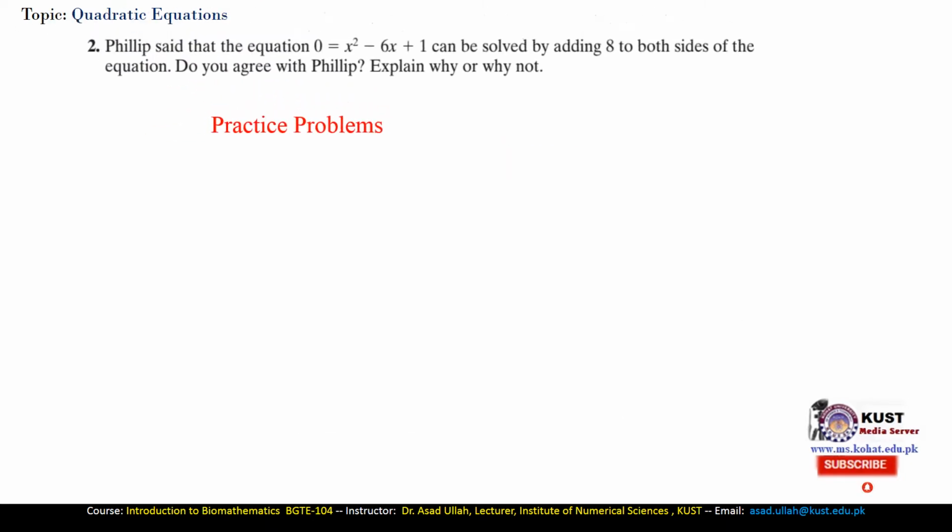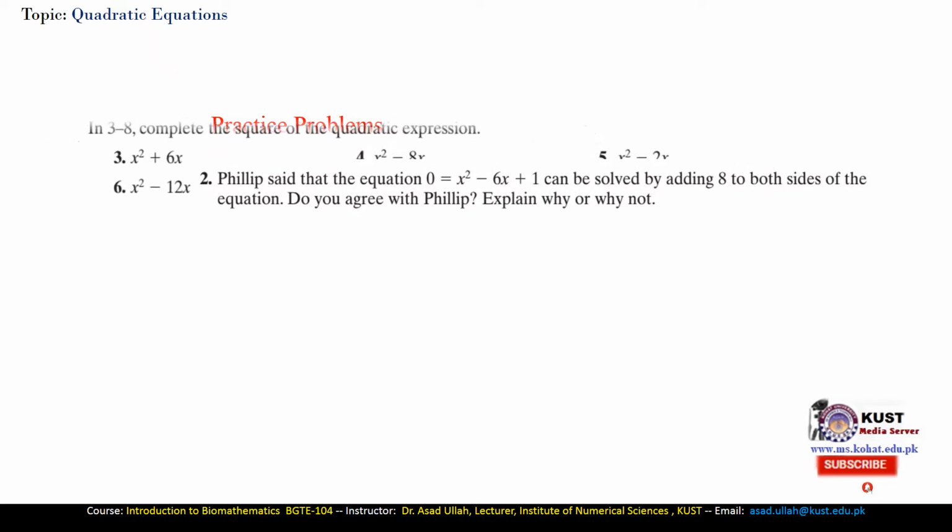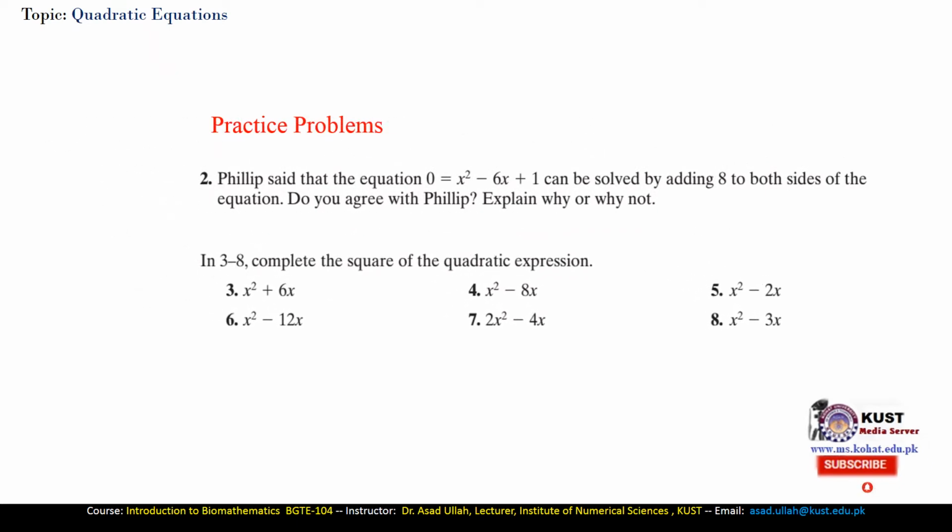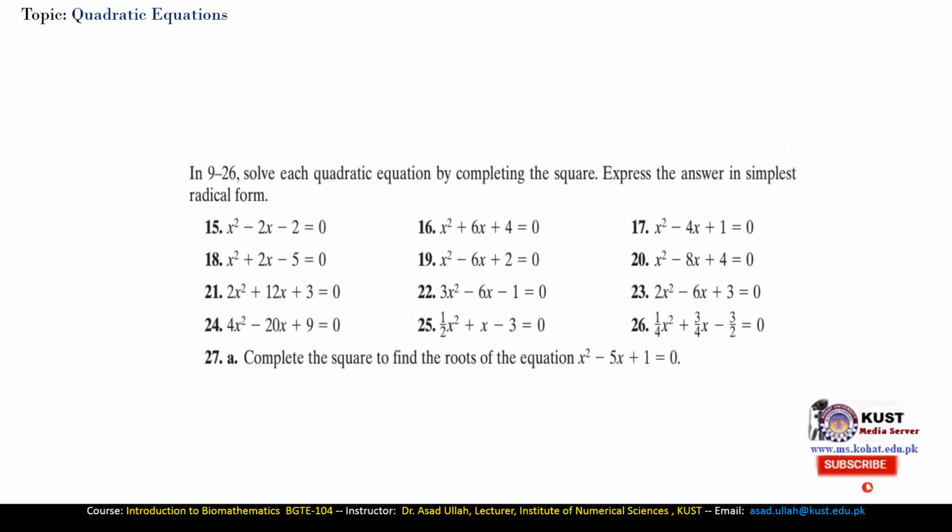Practice problems for the students. Here I am presenting some problems to the students, and students are requested to solve these problems. If you have any issue in these problems, you can contact me on my email address given at the footnote of this slide. Here are some more interesting examples, that is problems 15 to 27. All these problems are quadratic and students are advised to solve these problems by using the completing square method as we discussed in this lecture.